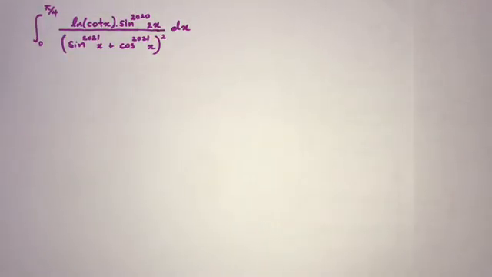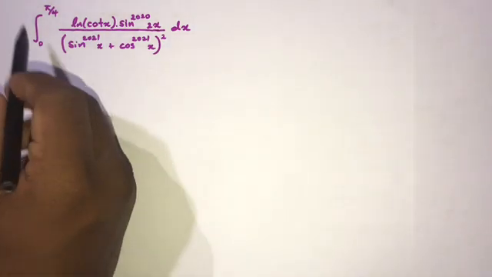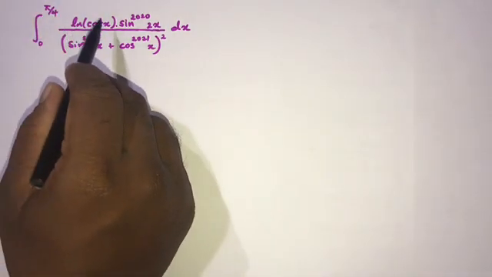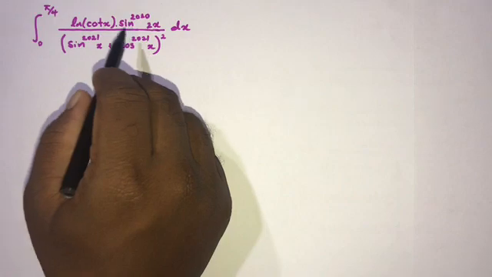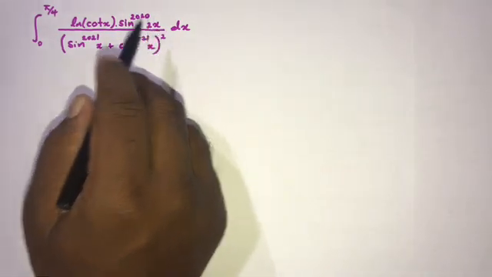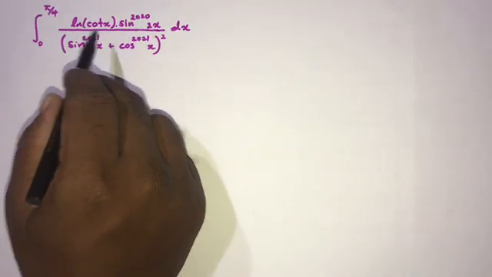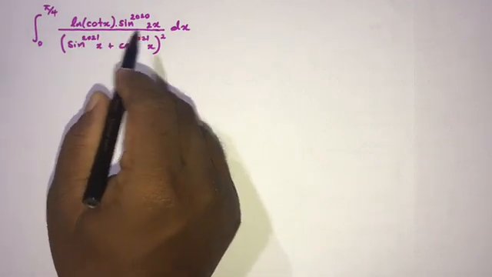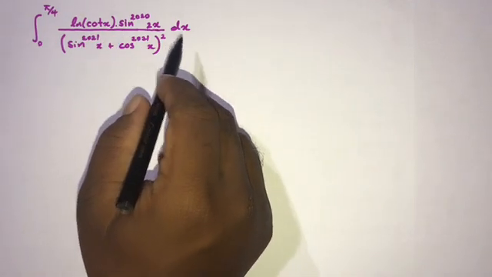Today we are going to solve another interesting integral. Integral from 0 to pi over 4 of natural log of cotangent of x times sine to the 2020 power of 2x over sine to the 2021 of x plus cosine to the 2021 of x, all squared, dx.